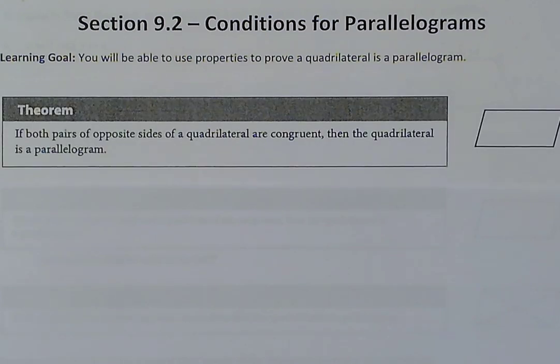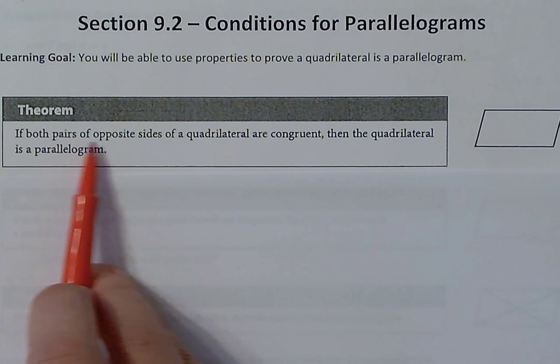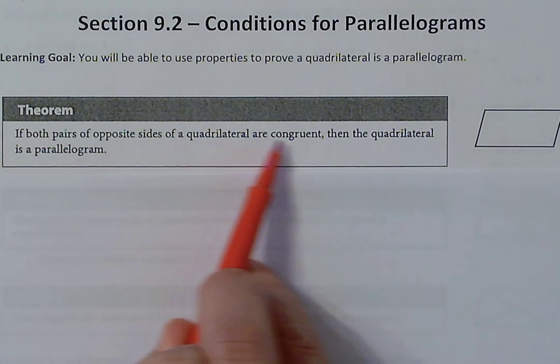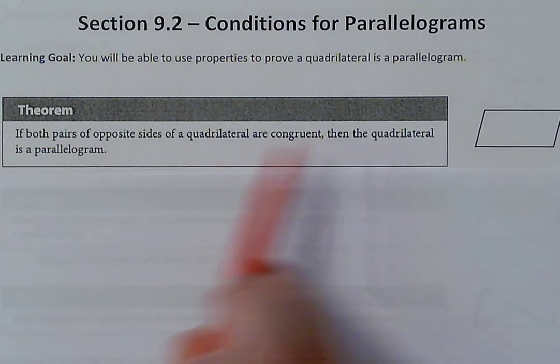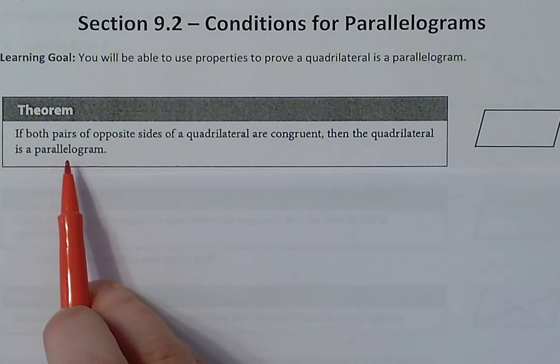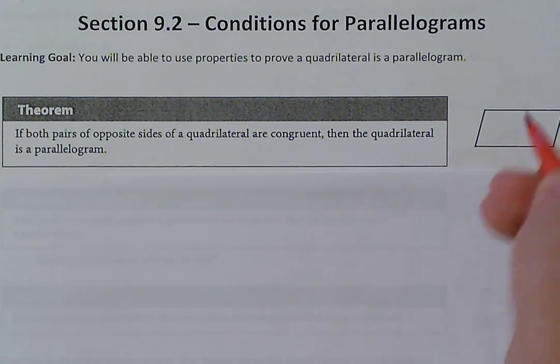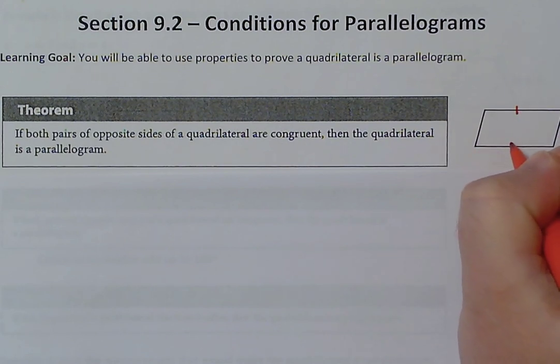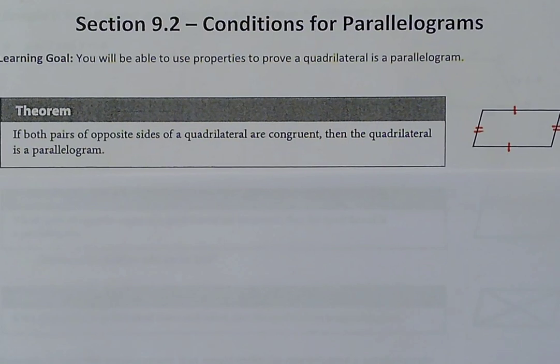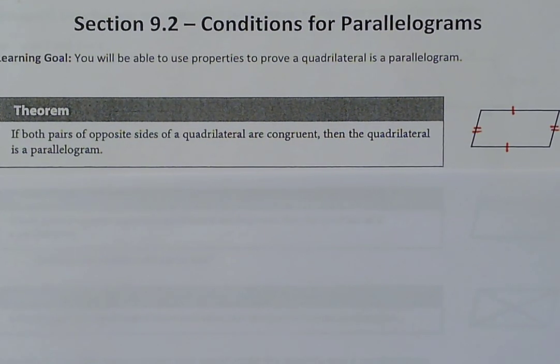Our first theorem that's going to allow us to prove a quadrilateral is a parallelogram is this. If both pairs of opposite sides of a quadrilateral are congruent, then the quadrilateral is a parallelogram. So, if we know that opposite sides are congruent, so the top and bottom are congruent, and the left and right sides are congruent to each other, like such, then I know that my quadrilateral is a parallelogram.